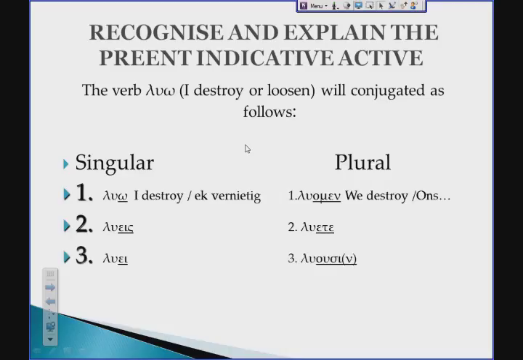And the subject of the verb or the sentence is changing also. In the third person, luei and luosin. Luei will be he or she or it loosens. And then in the third person plural, they loosen.